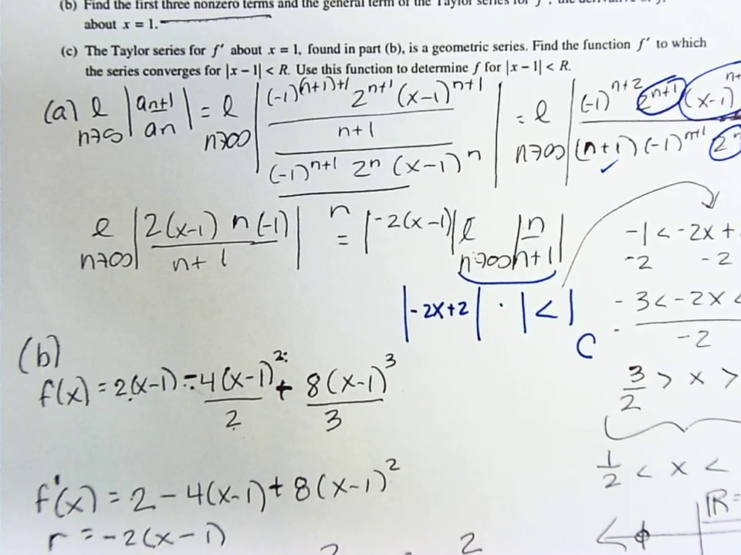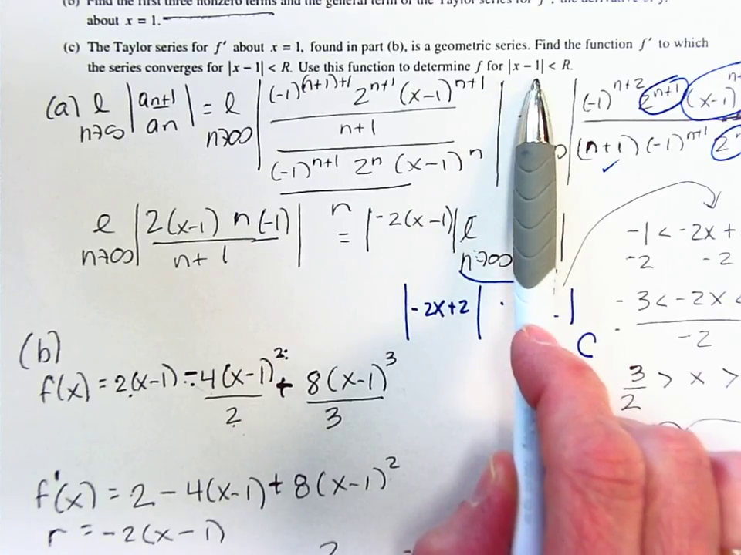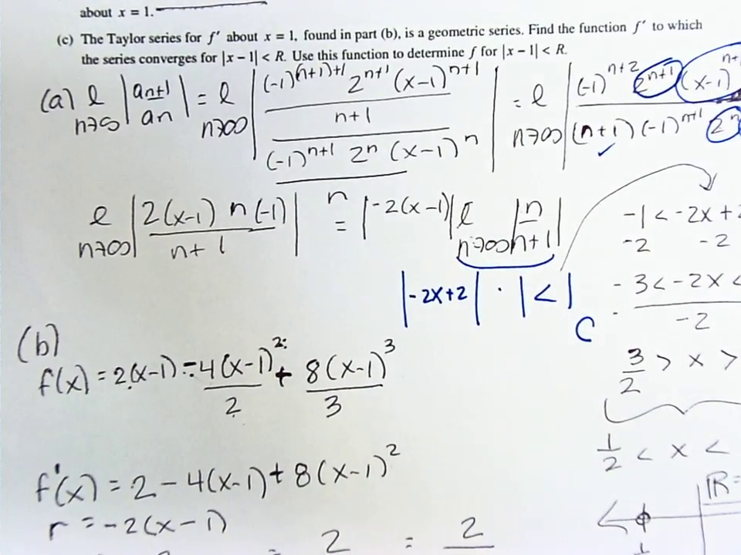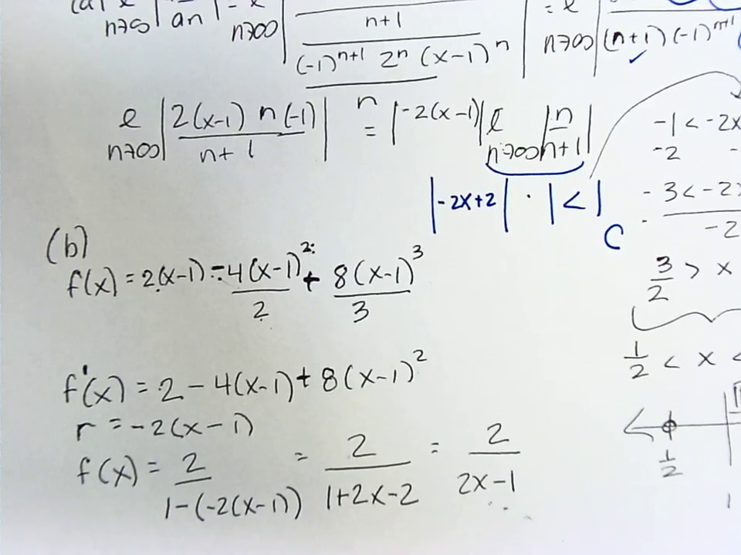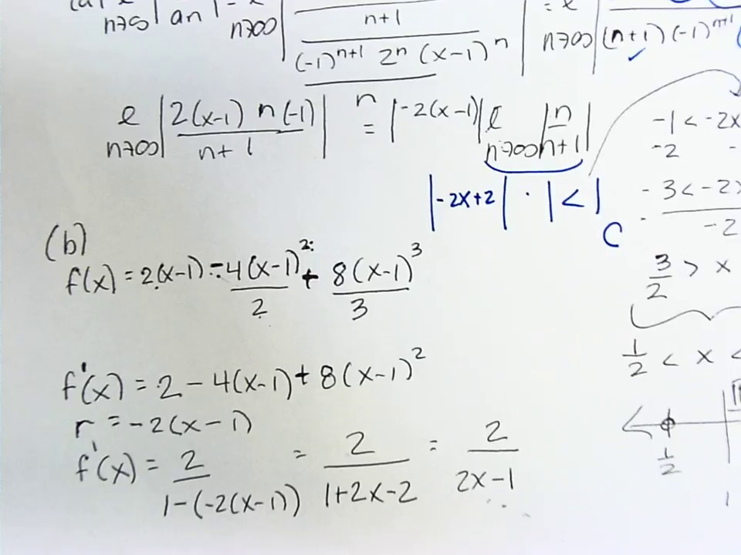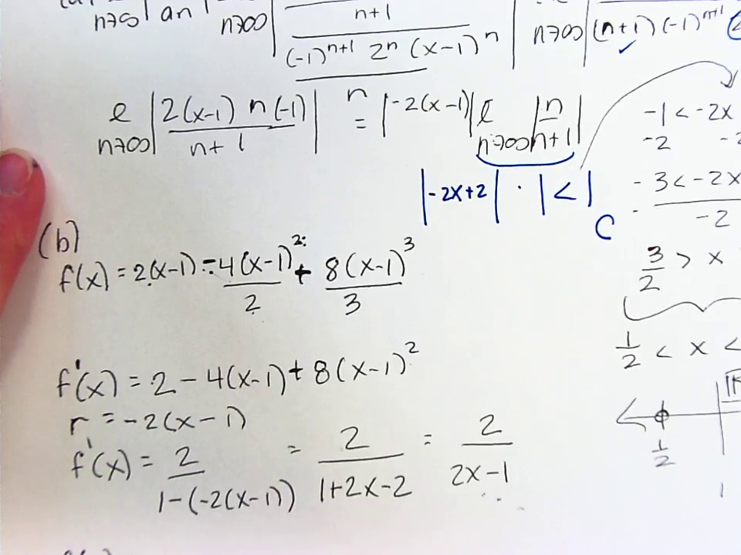Use this function to determine f for the absolute value of x minus 1 less than r. Okay, so really, maybe I should have called this g of x or something. That's fine. So I got a function. This is really f prime, and I shouldn't have written it. So now what I need to do is, if I want a function for f, I have to integrate this. So I'm integrating 2 over 2x minus 1 dx.